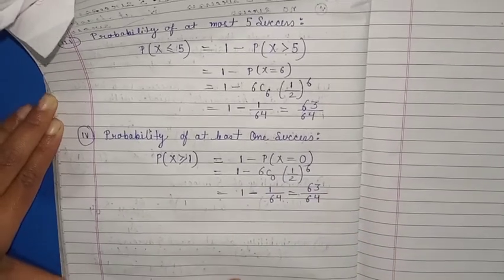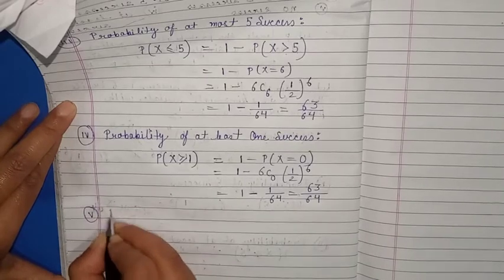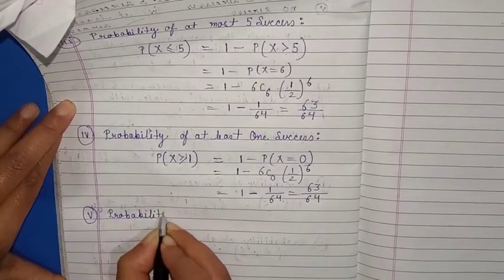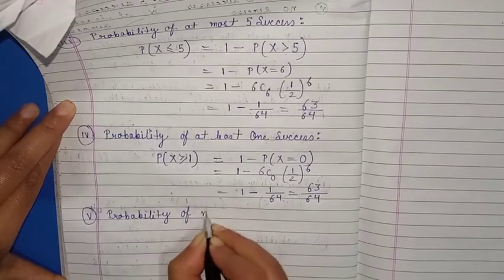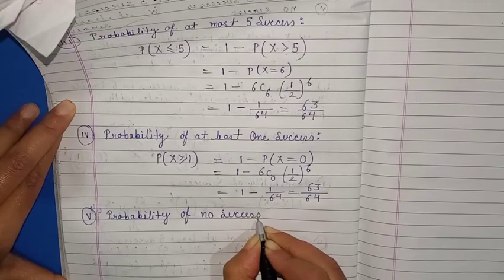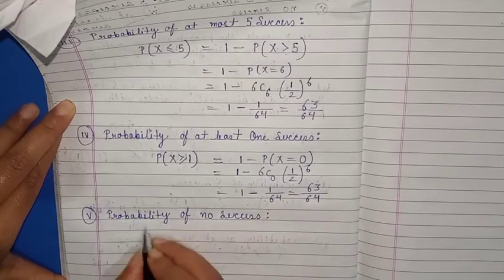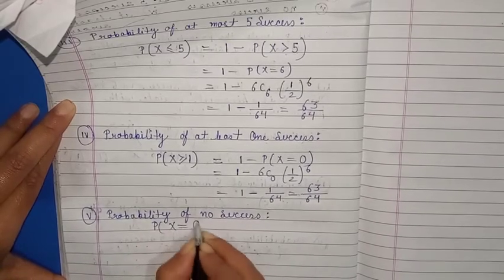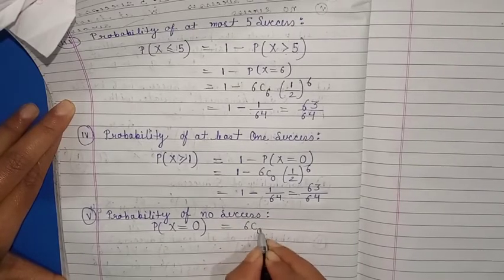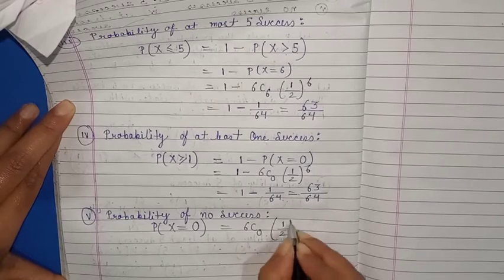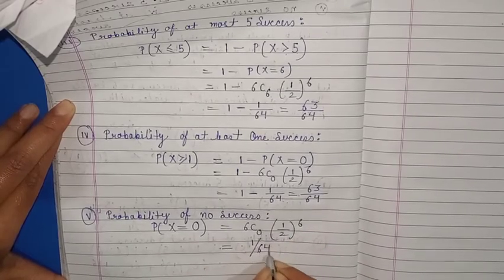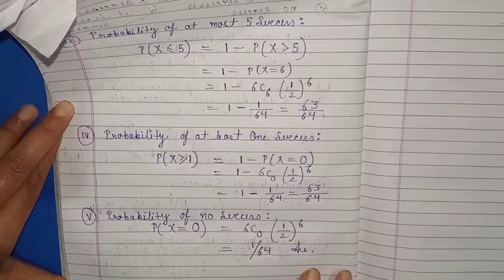Now next our question is the probability of no success. So no success means P(X = 0) we have to find. So for P(X = 0), 6C0 (1/2)^6. So after calculating this you will get 1/64, and this is our required answer.